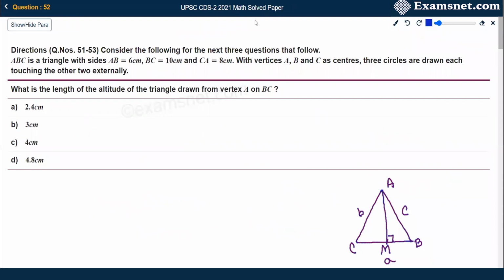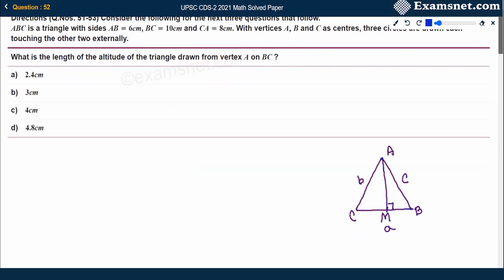In question number 52, it is the continuation of the previous question. The question is different, but the conditions and the information are the same. They have asked a different thing, that is, what is the length of the altitude of the triangle drawn from the vertex A on BC? So here we already know all the lengths of those sides.